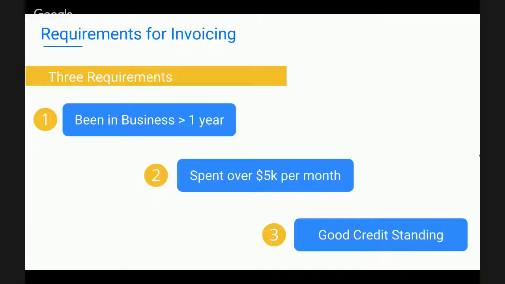So the three requirements are that the company that is applying for the legal customer has been in business for over a year. You want to be spending over $5,000 a month within AdWords, not necessarily within one AdWords account, but within all the accounts that you're going to be putting on invoicing. And you need to have good credit standing. Now, we don't run a full credit check that's going to actually ding your credit report. It's not like applying for a credit card, but we do make sure that the business is in good standing with that.